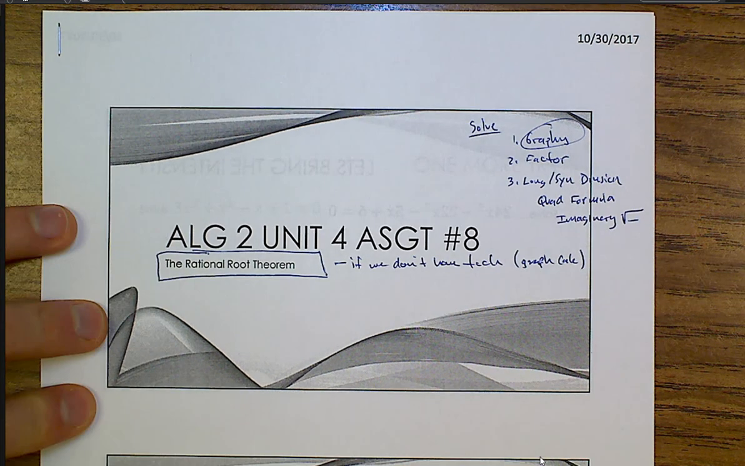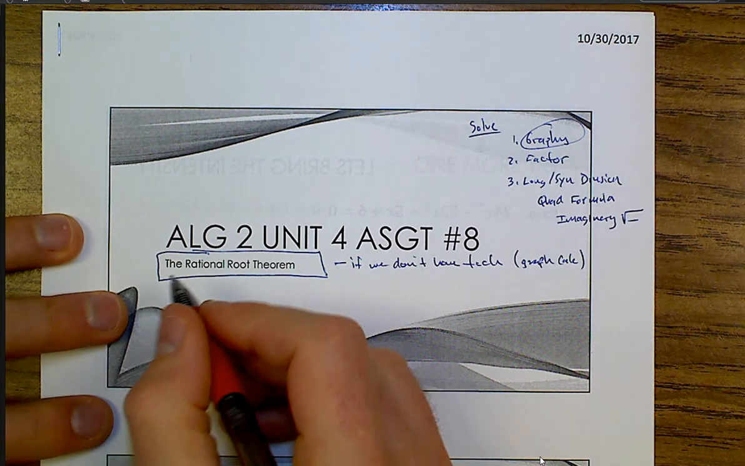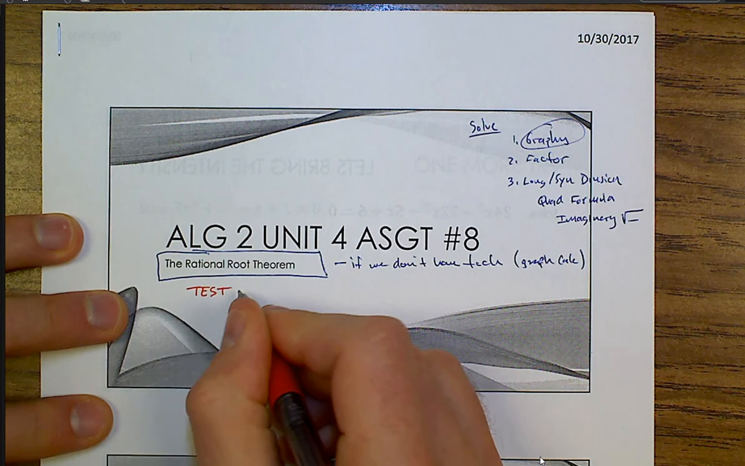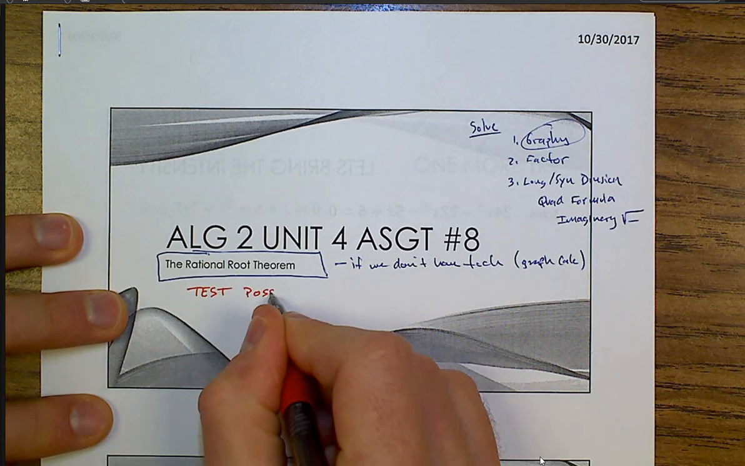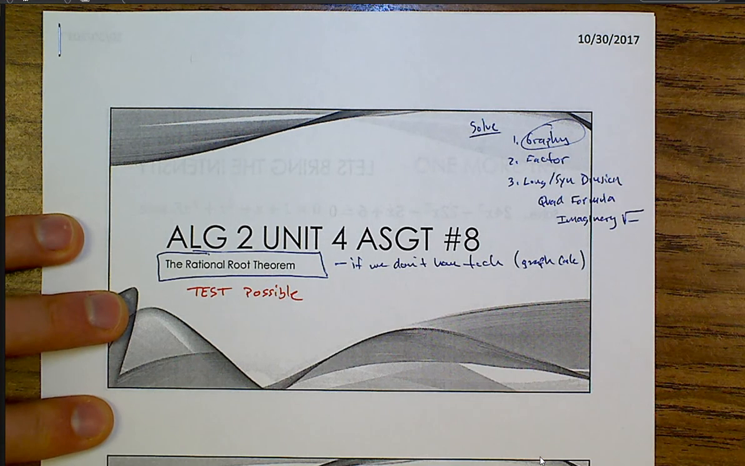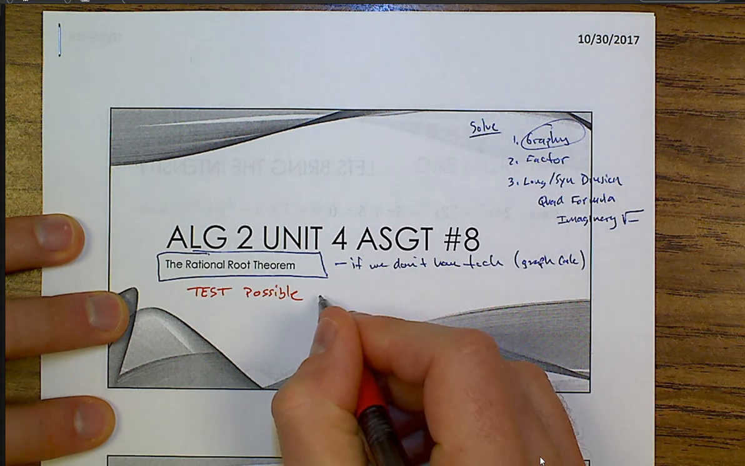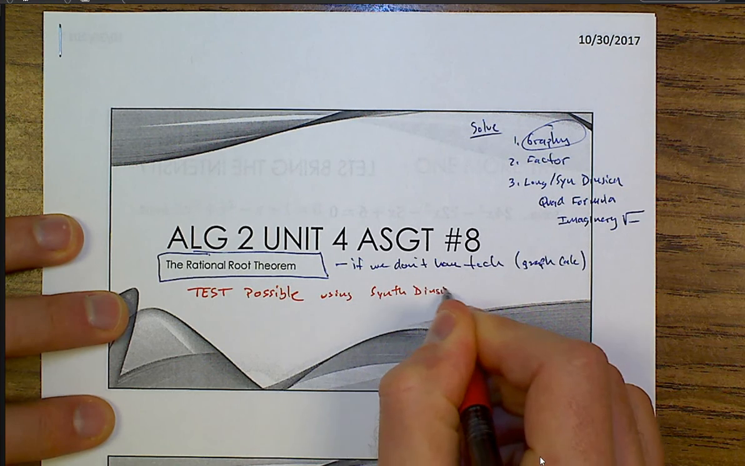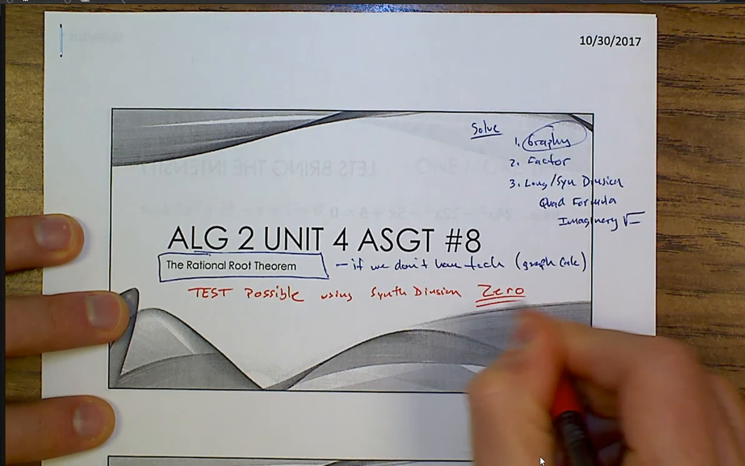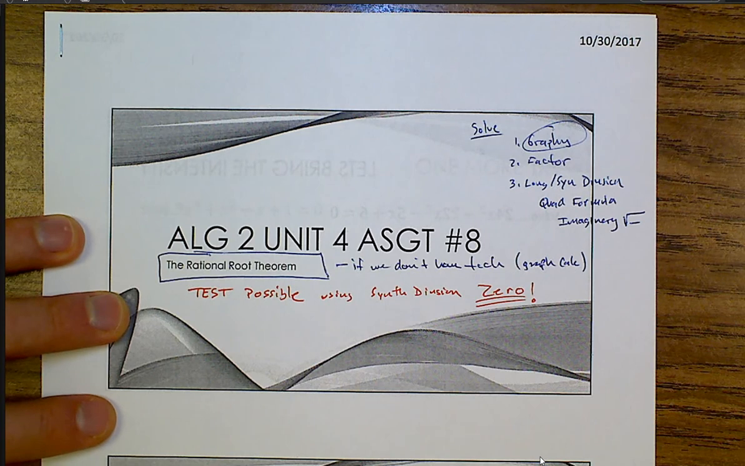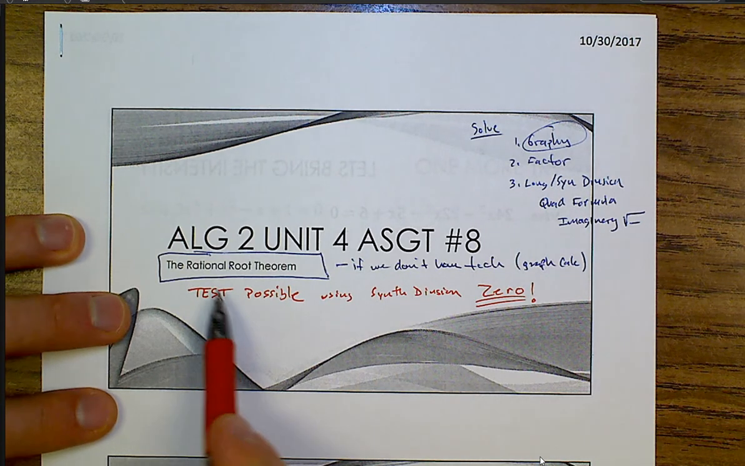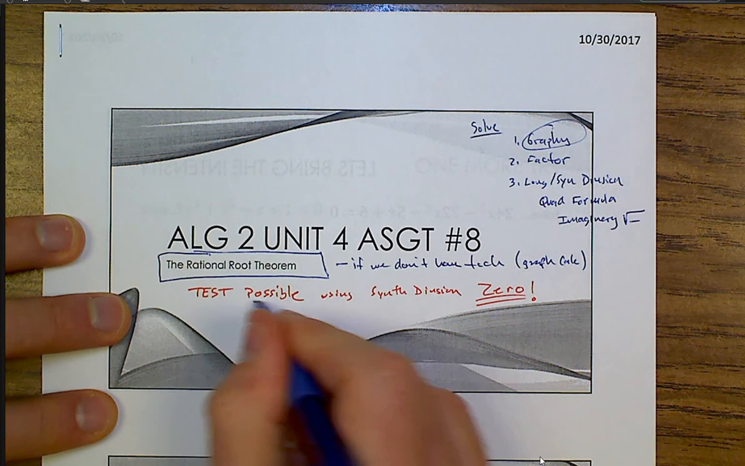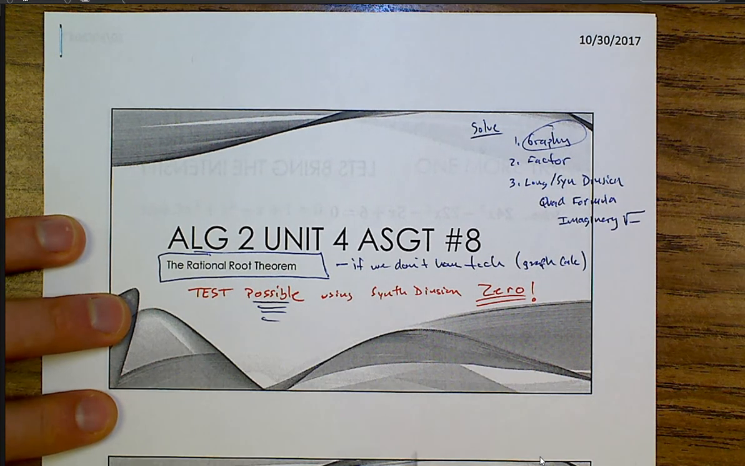So what are we going to do today? Here's what mathematicians had to figure out: testing possibilities. They had to figure out a way to test possible solutions using synthetic division to see if they could get zeros, which are our solutions. What I'm going to show you today is how mathematicians came up with all these possible answers and then how to test them using synthetic division.